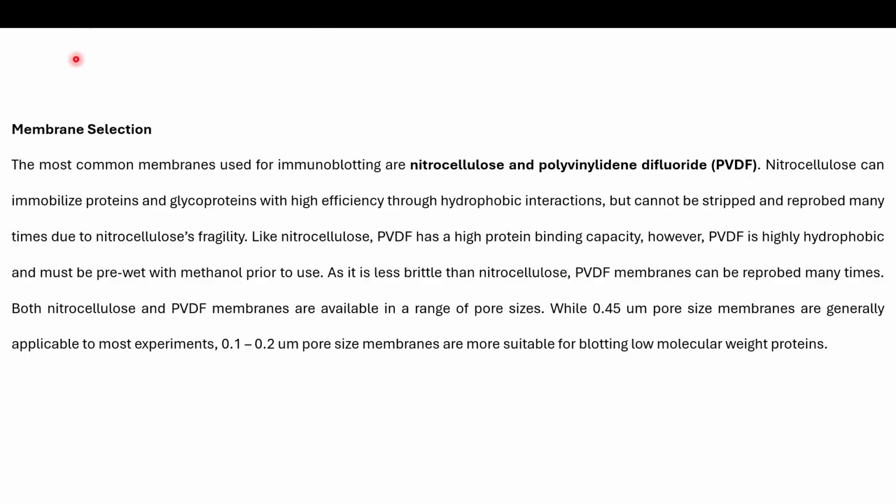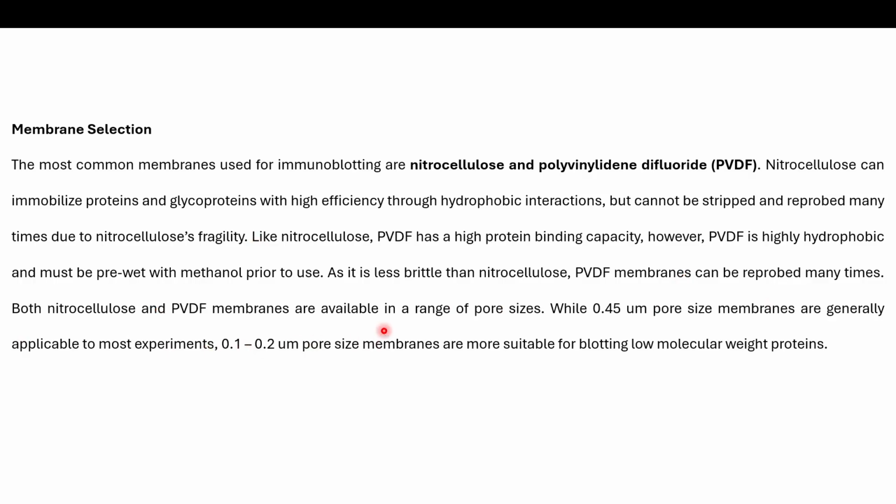Okay. And the types of transfer membrane most commonly used are nitrocellulose and PVDF, which is polyvinylidene difluoride. Nitrocellulose can immobilize proteins and glycoproteins with high efficiency through hydrophobic interactions, but it cannot be stripped and reprobed many times due to nitrocellulose fragility. However, PVDF has a high protein binding capacity like nitrocellulose, but it is highly hydrophobic and must be pre-wet with methanol prior to use. But it is less brittle than nitrocellulose, so it can be reprobed many times.